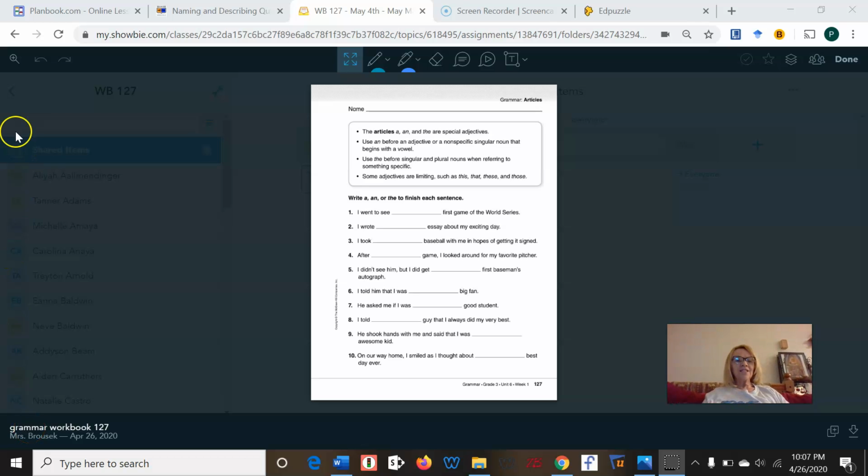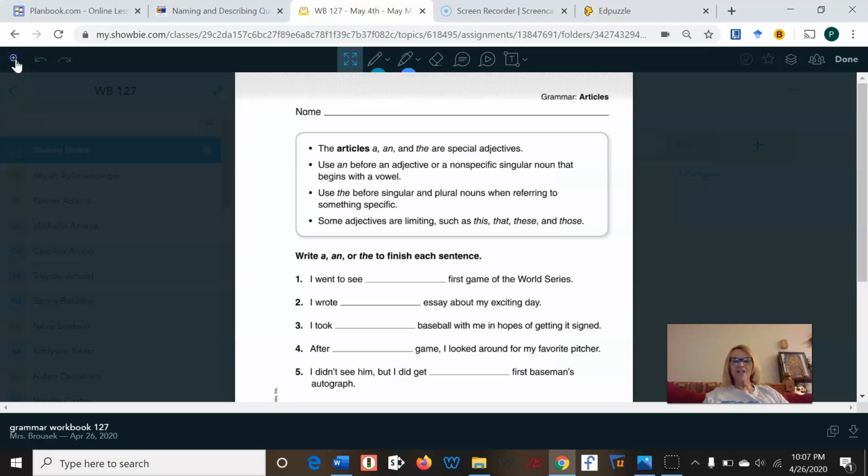Okay, today we're going to continue to talk about adjectives. But today the adjectives that we're going to talk about have a special name, and the special name that they have are articles. And if we look up at the top, we have three articles that we are looking at. We have a, we have an, and we have the. And like I just told you, it tells us that those are special adjectives.